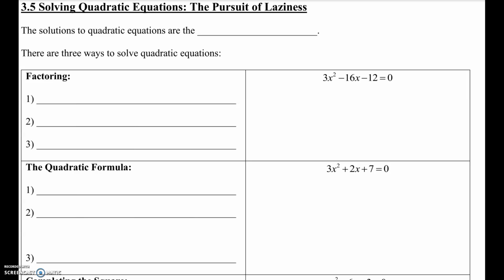All right, you guys, so we're looking at note section 3.5, and this is solving quadratic equations. We're going to be finding the answers, and we're calling this the pursuit of laziness, because we want to do the easiest method to solve any of the equations. When we solve, the solutions are the x-intercepts, and they always follow that pattern x, comma 0. And remember, there should be 2 because the degree is 2. So we should have x1 and then x2 comma 0.